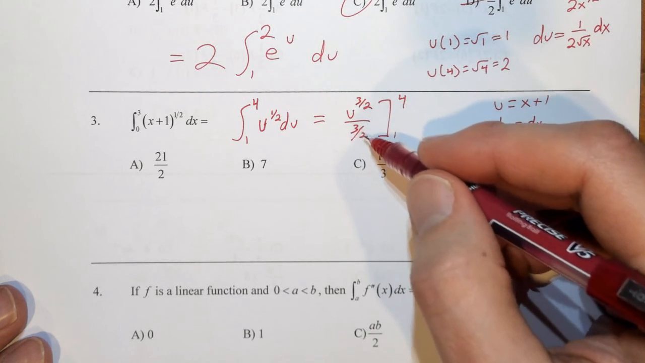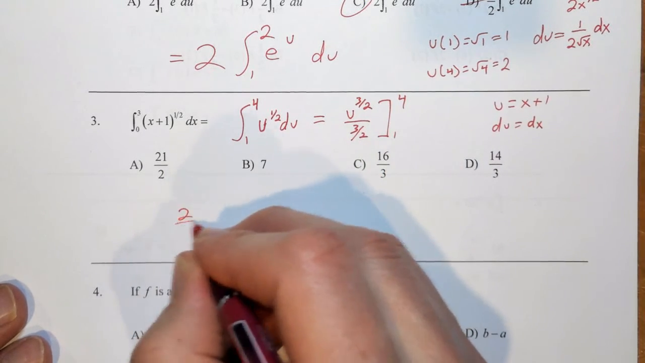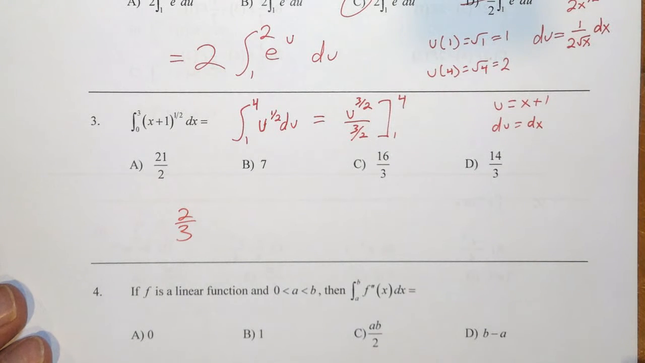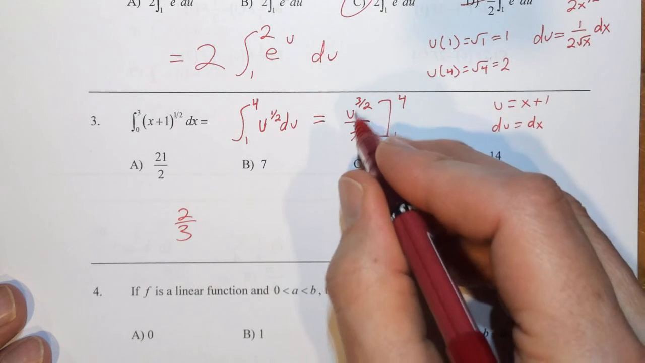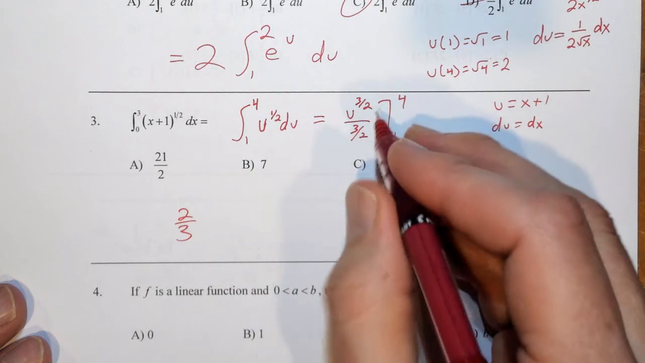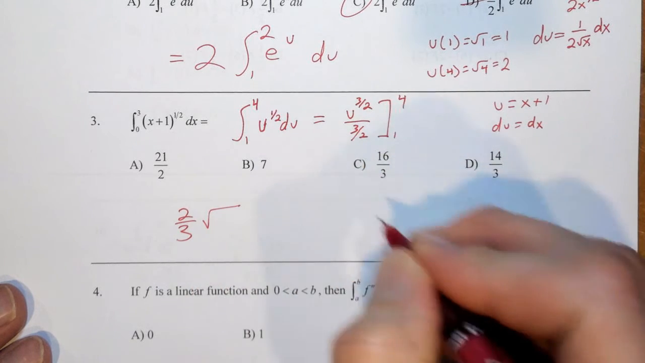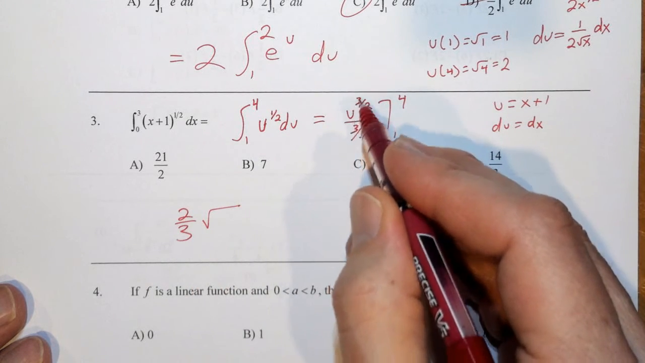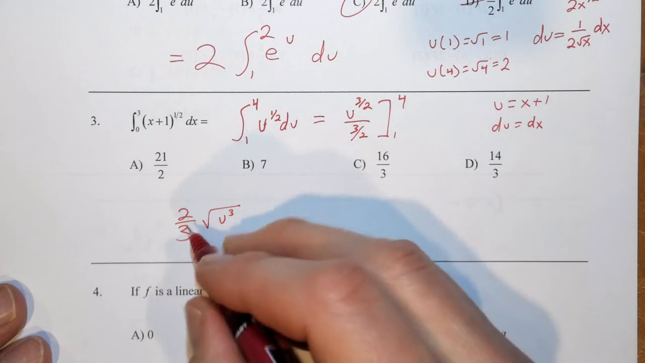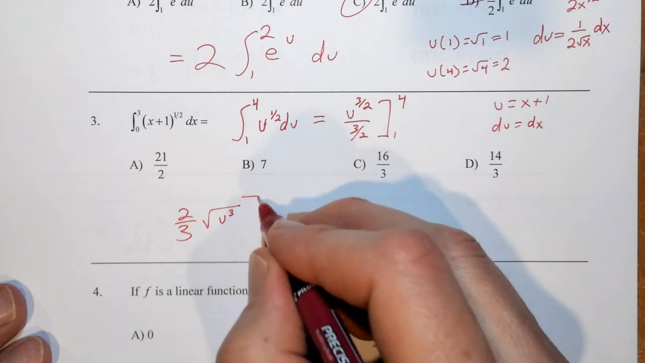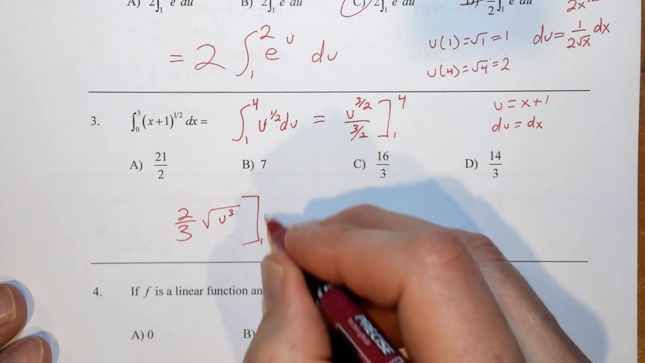First of all, we're dividing by 3/2. Dividing by 3/2, we know, is the same thing as multiplying by its reciprocal, which is 2/3. So we have 2/3, and then we have u to the 3/2. All right, remember what happens here. The denominator of the exponent is our root, so it's a square root, and then we have u cubed. So we have 2/3, the square root of u cubed, and that's being evaluated from 1 to 4.